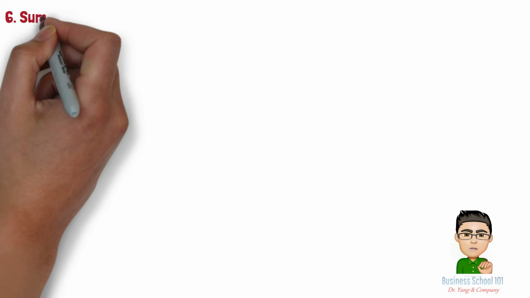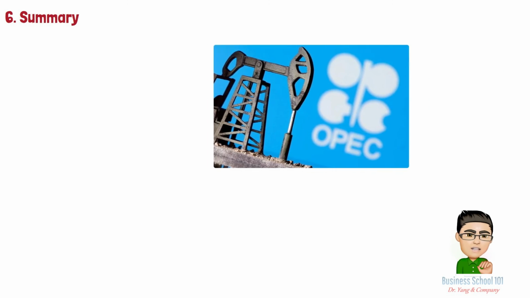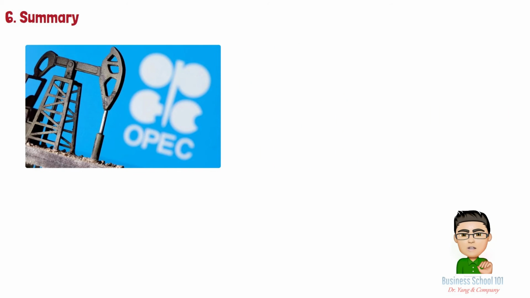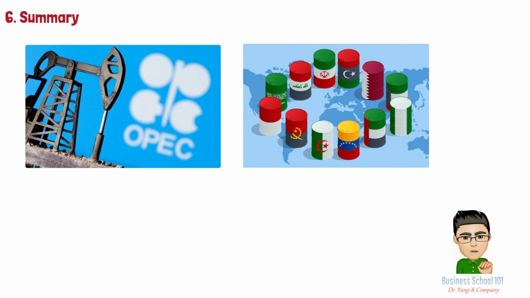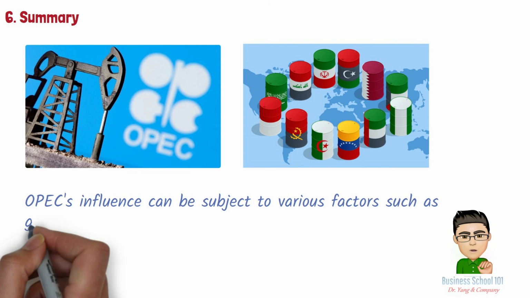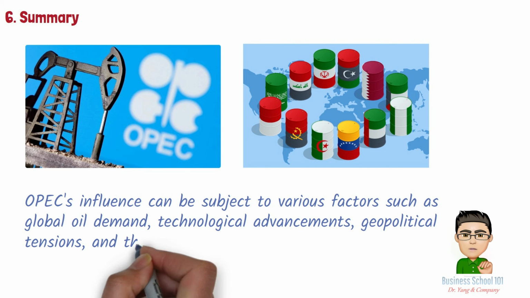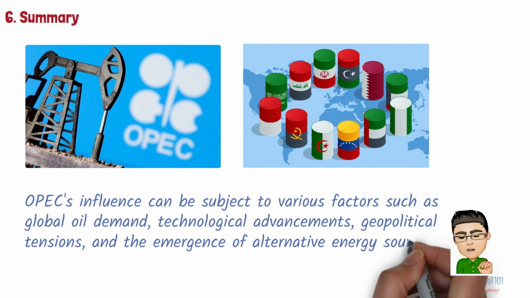Section 6. Summary. The Organization of the Petroleum Exporting Countries is a global organization consisting of 13 member countries. Collectively, these member countries hold a significant share of the world's oil reserves and production. This gives OPEC a substantial influence over global oil markets and supply. However, it's important to note that OPEC's influence can be subject to various factors, such as global oil demand, technological advancements, geopolitical tensions, and the emergence of alternative energy sources.